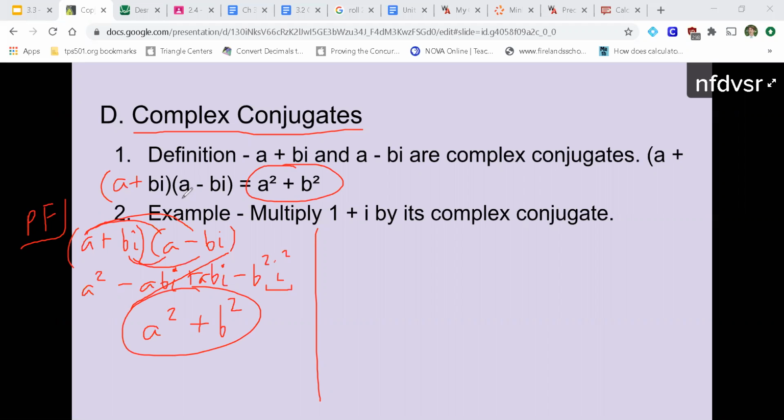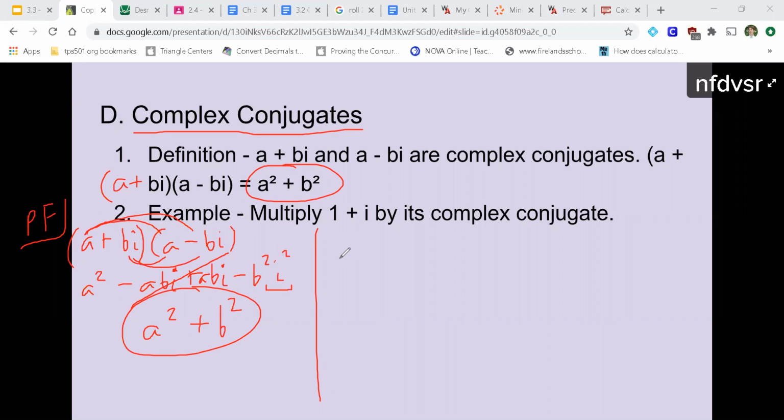So ultimately, all this is a shortcut. If you are multiplying something by its conjugate, you don't have to go through the distributive property. You know that the answer will just be whatever a is squared plus whatever b is squared.